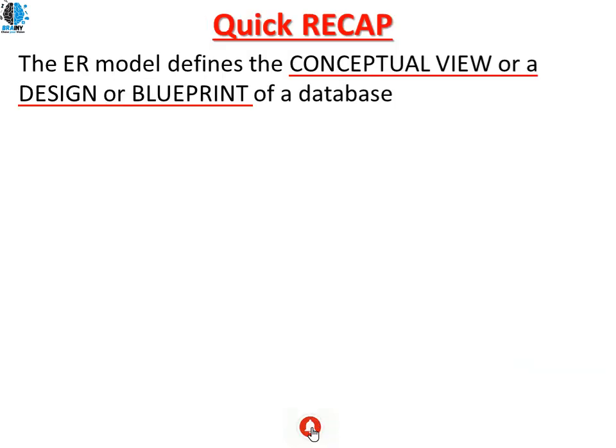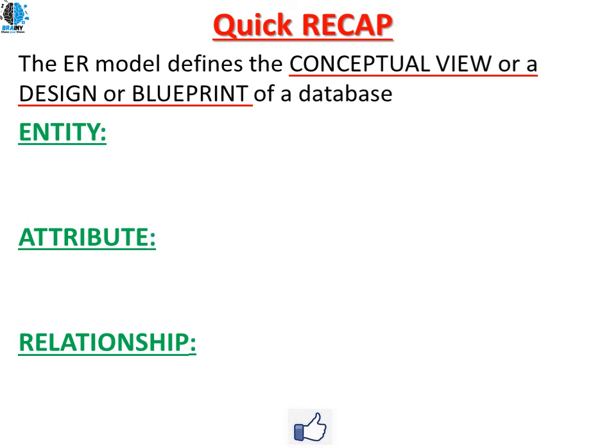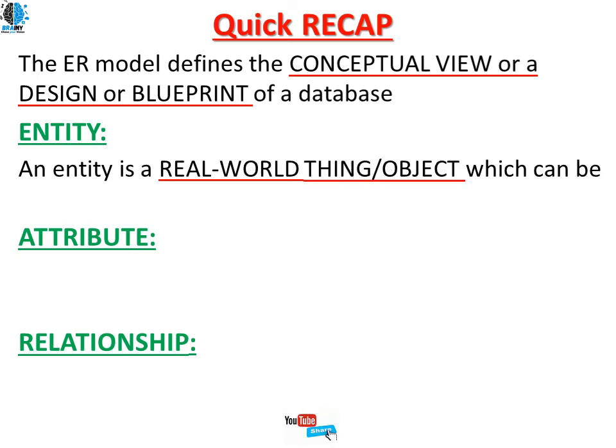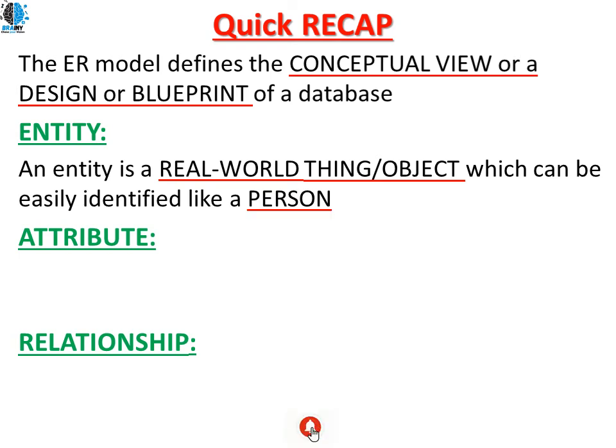Let's see the quick recap of this session. What's an ER model? ER model defines a conceptual view or a design or a blueprint of a given database. So before creation of a database, we have to go for a model. The model which we are talking about here is the ER model, how our database will look like. In this, we will be having three components: entity, attributes, and relationship. What's an entity? An entity is a real world thing or object that can be easily identified, like person, place, or a concept.